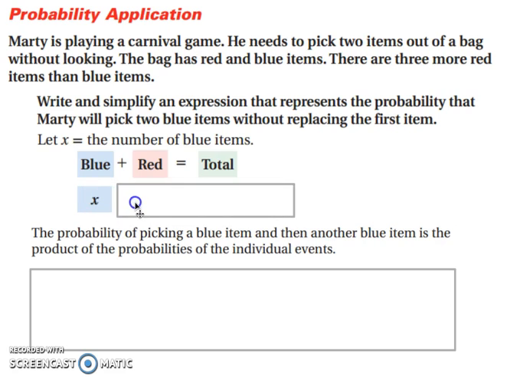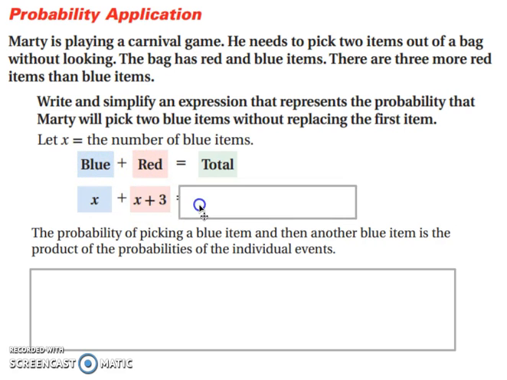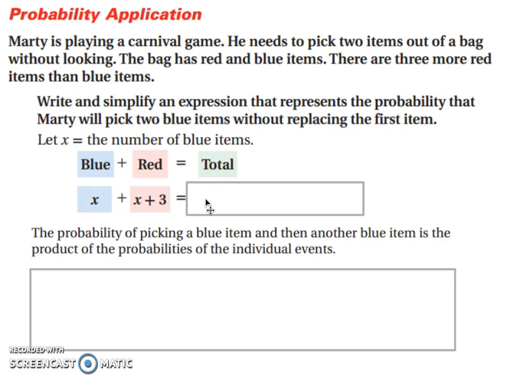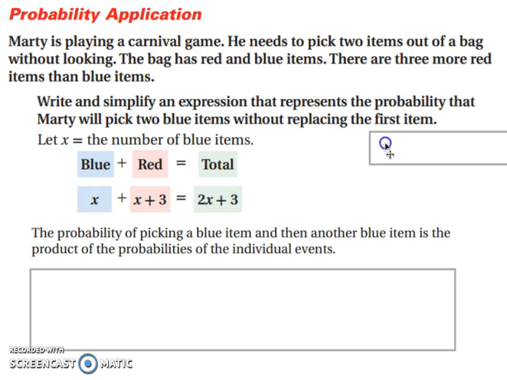Therefore, our blue is x. Now, it's stated that there are 3 more red than blue. So that means red is going to be whatever blue is plus 3. And in total, if we were to combine these, we'd have 2x plus 3. Okay, so the probability of picking a blue item and then another blue item is the product of the probabilities of the individual events. This should sound kind of familiar.